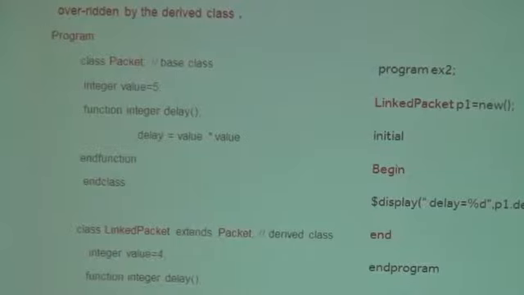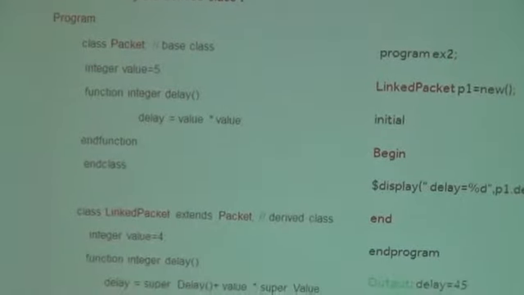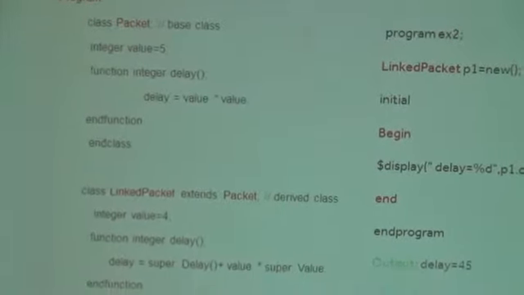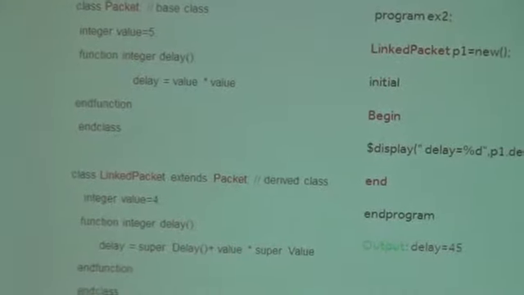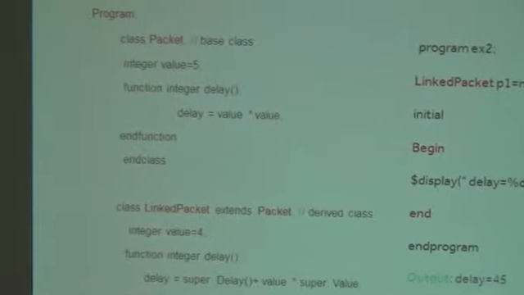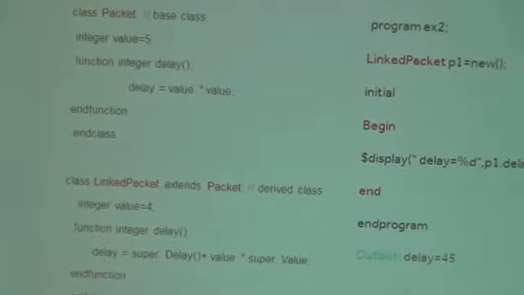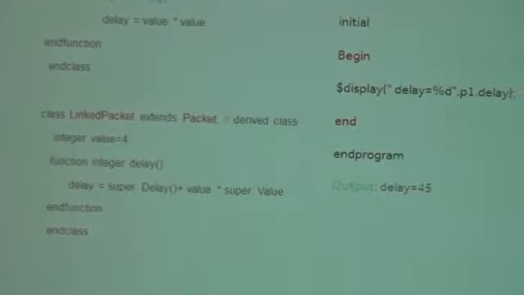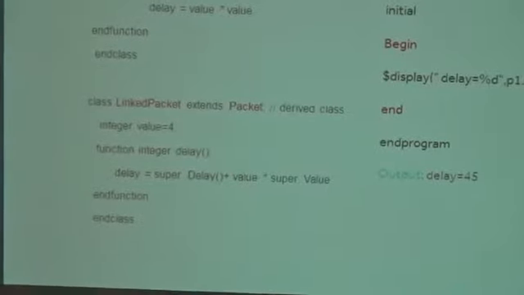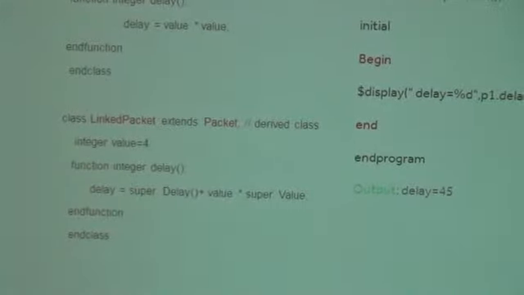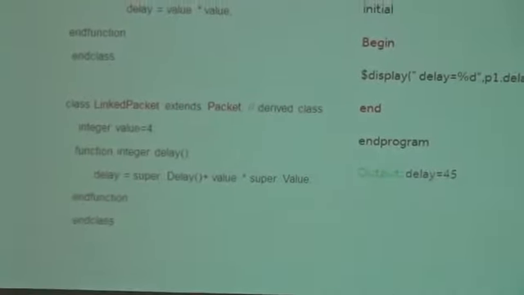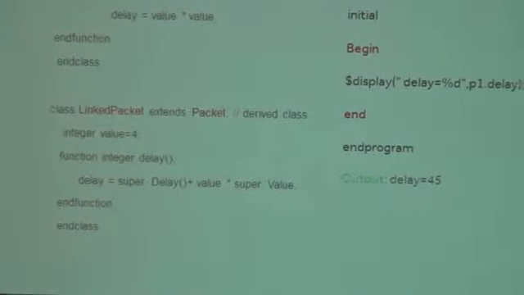I have a class packet. This is my superclass or base class, and here integer value equals 5, and I have given a function integer delay, and delay is value star value, end function, end class. Here value is the local value, that is integer value equal 5. Here I have taken linked packet, which is a derived class, extends packet, and here also I have declared integer value equal 5. In this function integer delay I made an expression that delay is equal to super.delay plus value star super.value.